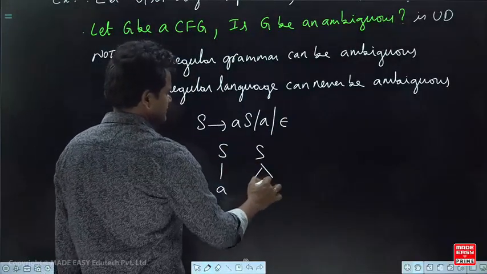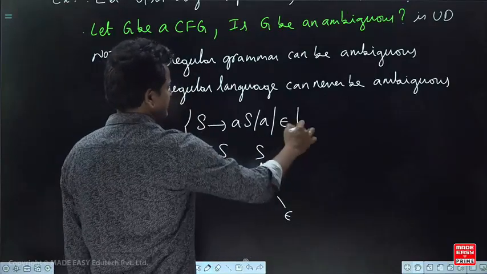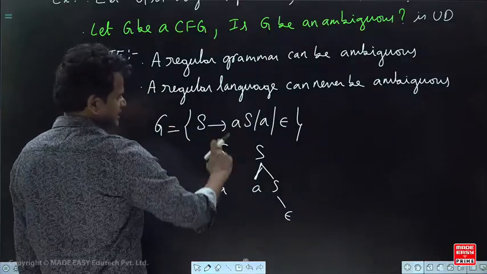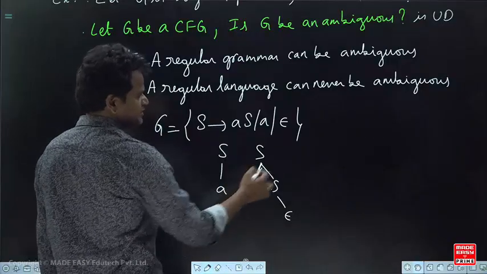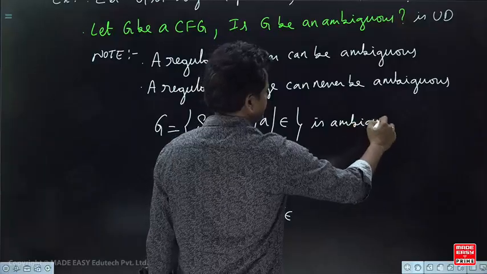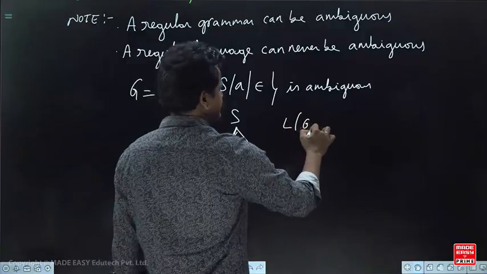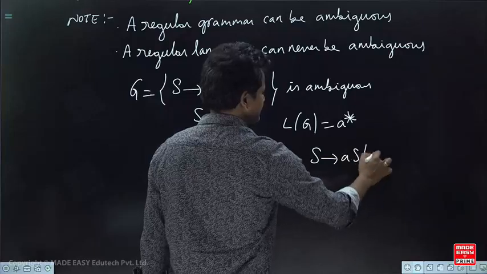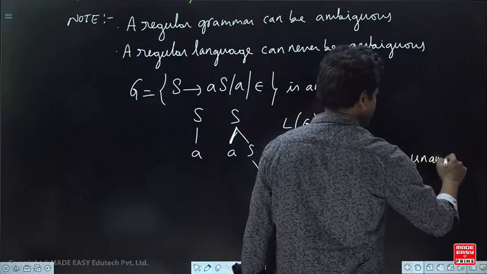Example, S derives A S and S derives epsilon, or A. So this is a regular grammar, a right linear grammar. S derives A and S derives A and epsilon. Here also A, here also A. What is the string here? A and here A. So A is ambiguous. Therefore, the grammar is ambiguous. And what is the language here? The language is A star. For this, can you construct a different grammar? Yes, this is the other grammar. This is unambiguous.